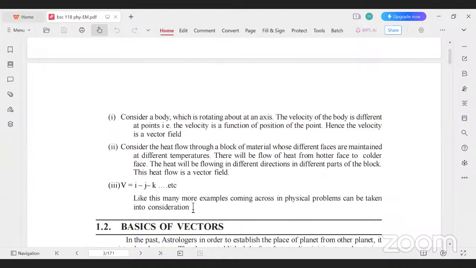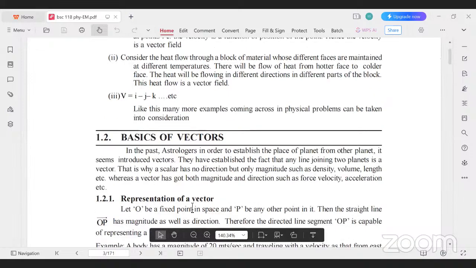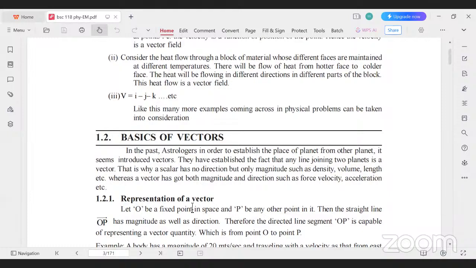It means it is flowing in one direction. A vector field is nothing but flow in one direction. Here we can take V equal to i minus j minus k, etc. Like this, many more examples coming across in physical problems can be taken into consideration. So this is the whole concept of scalar and vector. We are going a little into depth: what is force, velocity, acceleration, magnitude, direction, density, volume, length? All this comes under the basics of vectors. Understood, everybody?